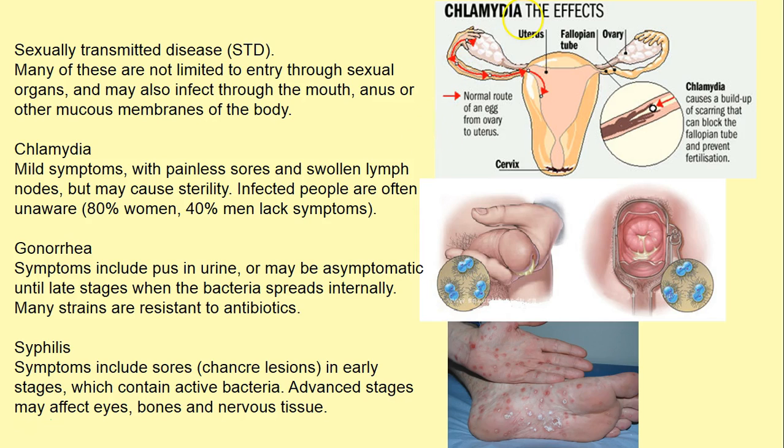STDs don't just go through the sexual organs. Some may infect through the mouth, anus, or other mucous membranes, such as the eyes. It happens. A lot of people think the world is safe, and they watch Hollywood and think you just go off and have sex a lot. But really, there are a lot of STDs out there, like chlamydia. It starts off with painless sores and swollen lymph nodes, but it may lead to sterility.